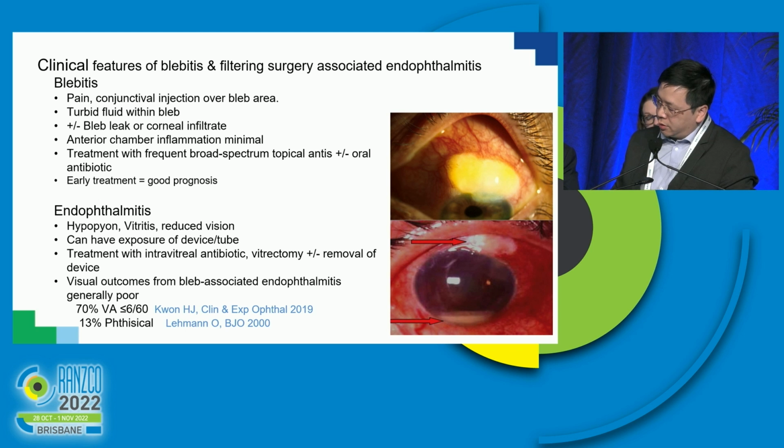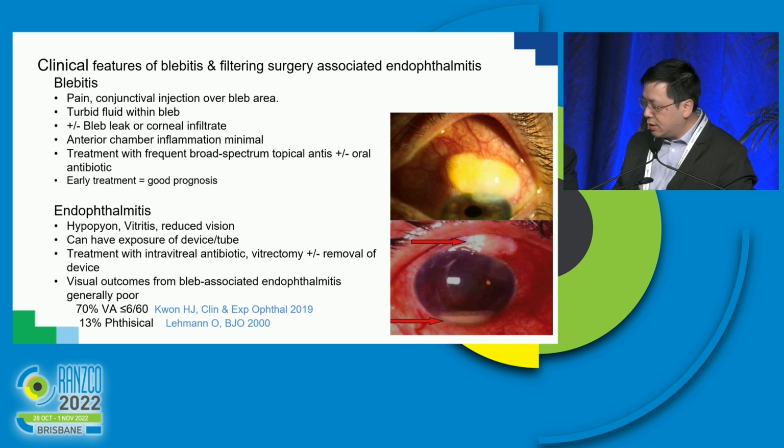And the main message is that early treatment means better prognosis. I always tell my patients that if they have had a trabeculectomy, they need to look out for the symptoms of pain and redness, and not treat it like a normal conjunctivitis. And they should always have it looked at by an eye specialist. When the blebitis progresses and becomes an endophthalmitis, there will be the additional features of hypopyon and vitritis.